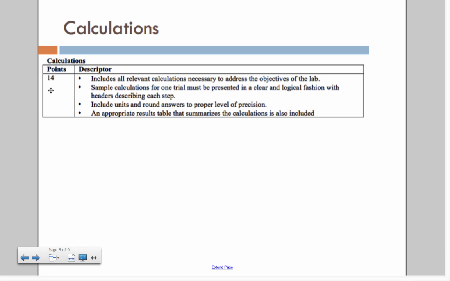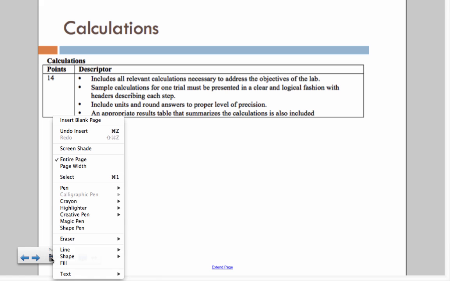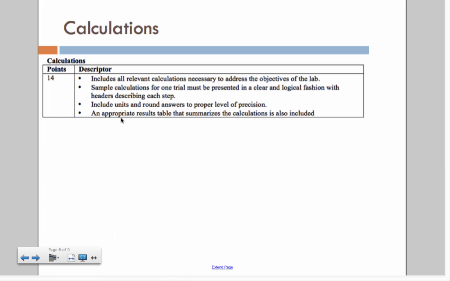Calculations are going to be worth 14 points. The key here is, I just need to see sample calculations. So pick one trial to do the calculations for, and just show it for that one. You can summarize the results for the other trials in your results table.